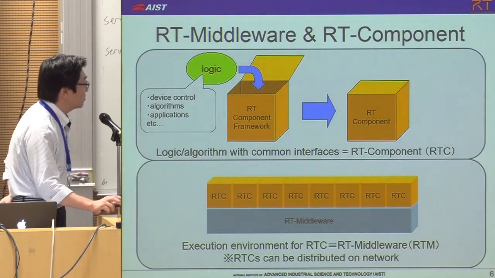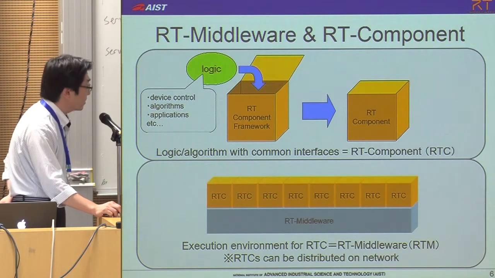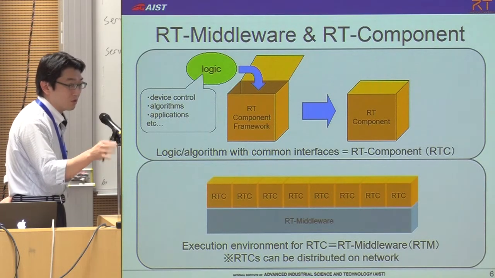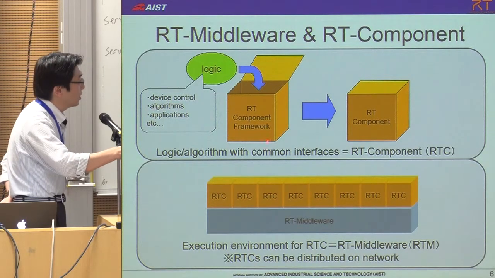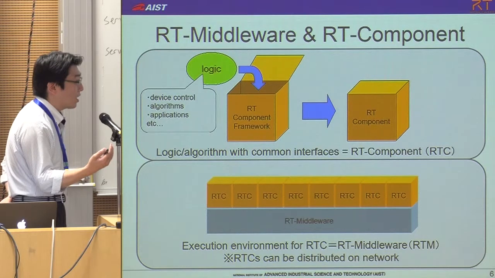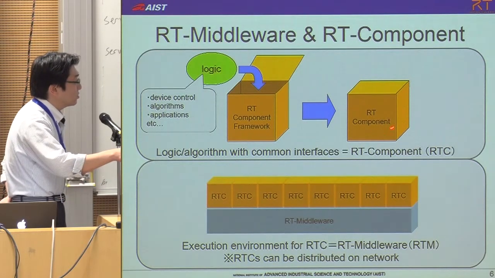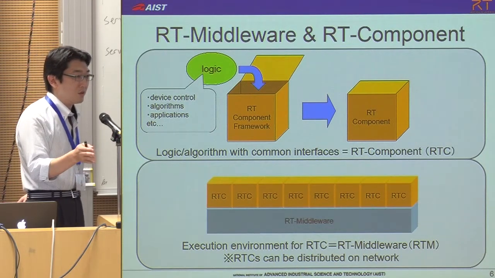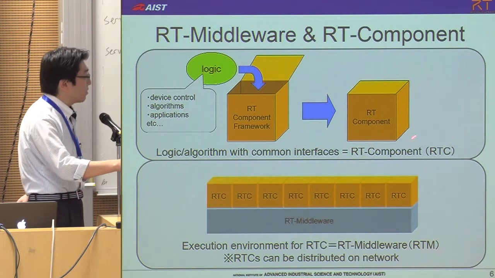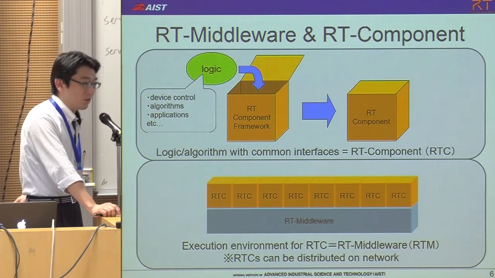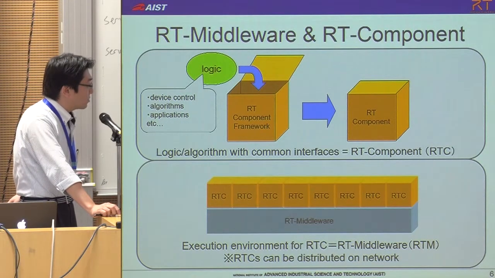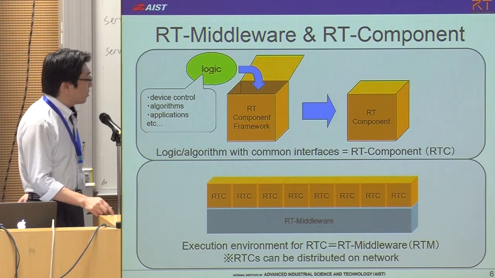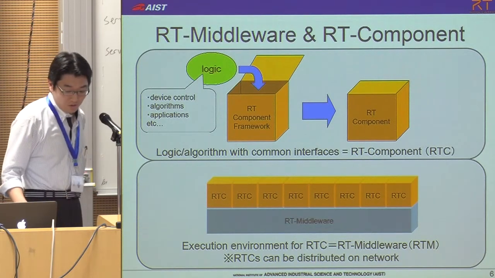So this is a very simple concept of RT component and RT middleware. We provide a component framework, and you just put your logic or control software into the component framework, so you can get an RT component. Usually this is compiled into a shared object or DLL or something like that. And then you can load the RT component to the RT middleware platform. And the RT middleware platform manages its life cycle, communication, and so on. This is the basic concept of RT middleware.